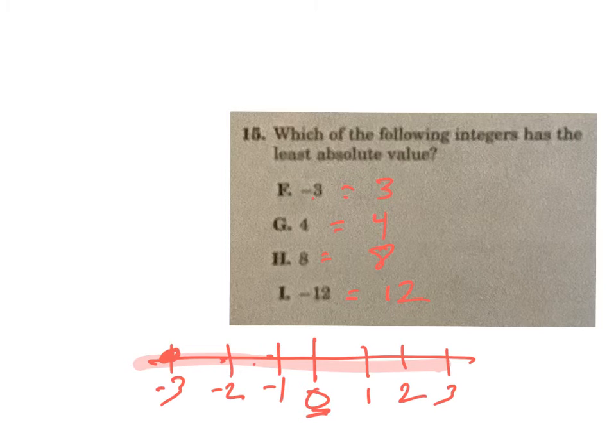So it says, which of the following integers has the least absolute value? So the smallest. So it's going to be F, because that absolute value is only 3. Absolute values are always positive numbers. It's because it's a value. How much is something? Okay, make sure you understand and know absolute value.